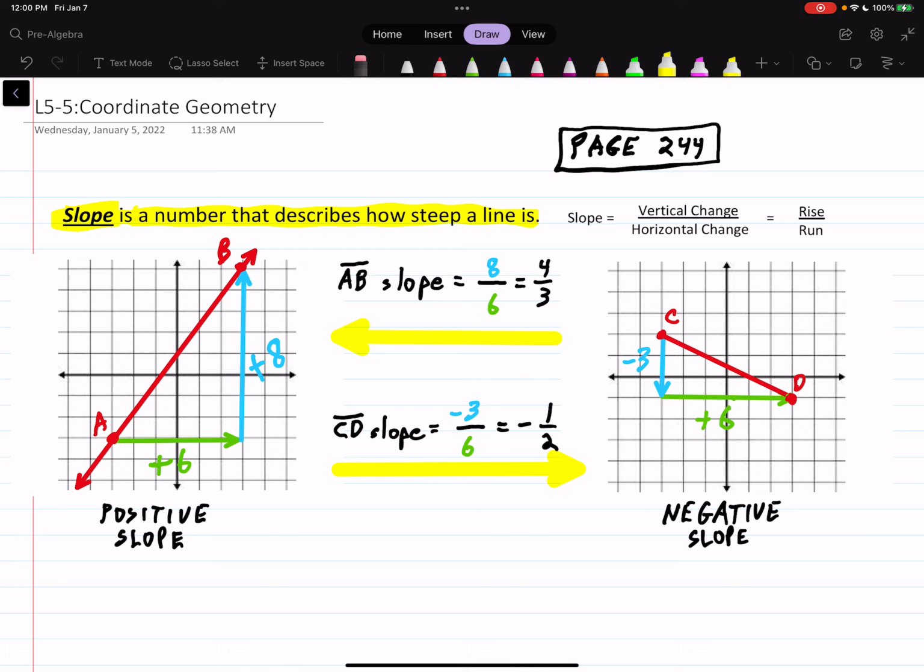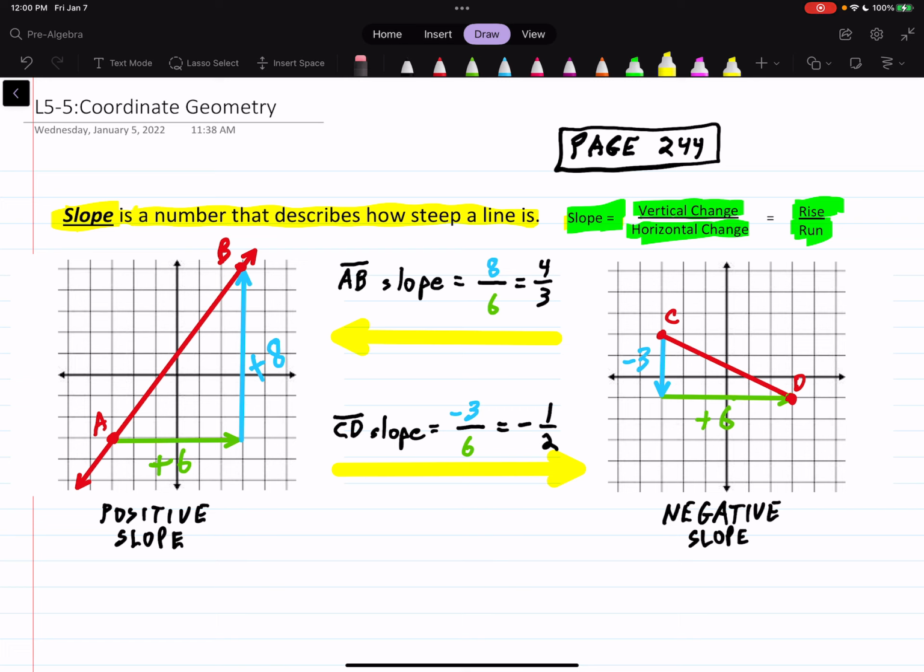And mathematically, that basically is the formula. Slope is equal to the vertical change between 2 points divided by the horizontal change of those 2 points. And an easy way to remember it, and I use it all the time, is rise over run. And you'll see why here in a little bit.